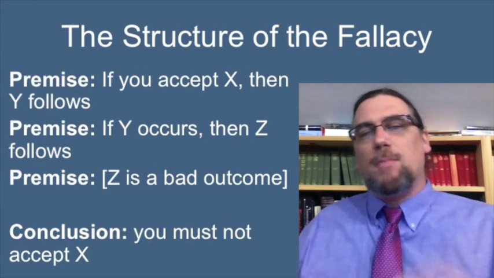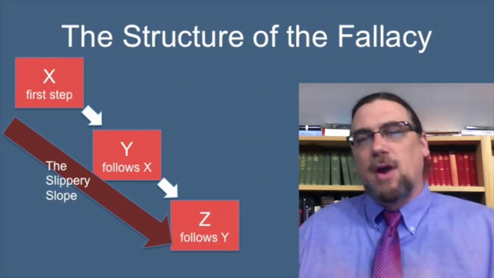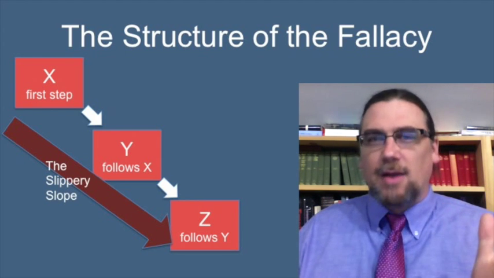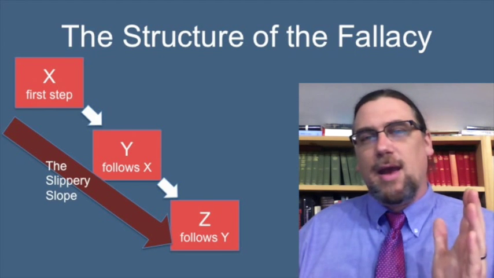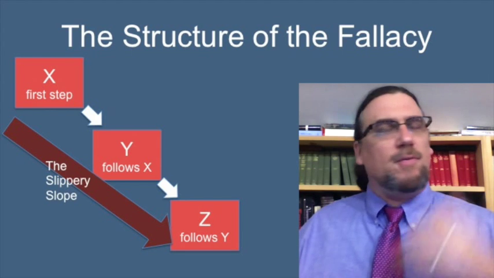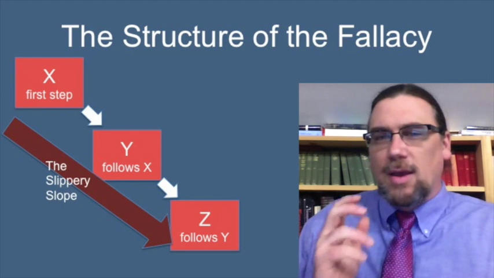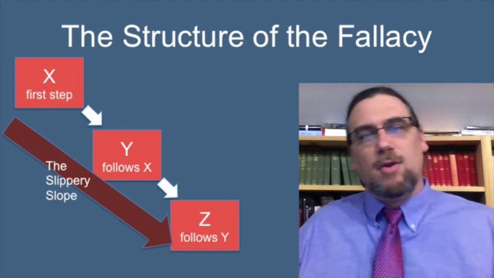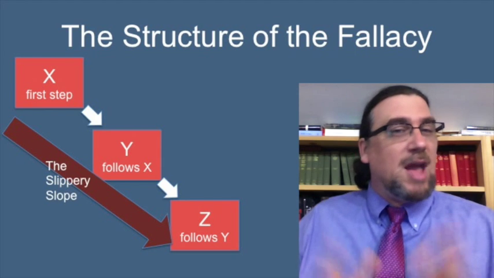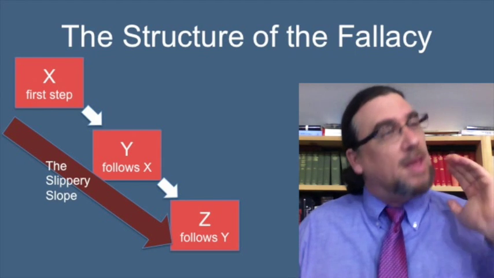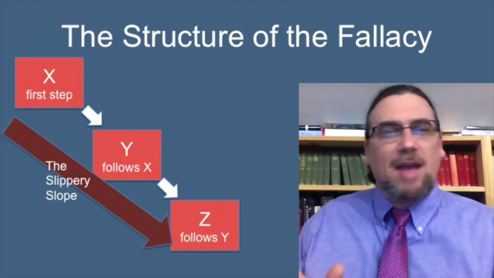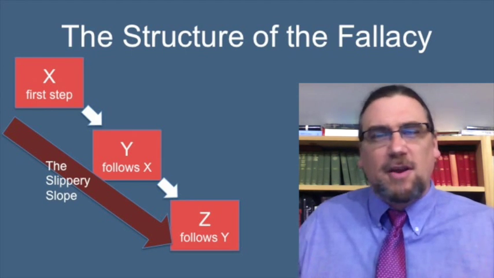So if we want to represent this graphically, here's how you could look at it. X is the first step, and if you do X, it's going to lead to Y, and there's almost like a chain here. Y is going to lead to Z, and so if you accept X, you're getting yourself in for Z. And you notice I've got this slippery slope drawn in there because what it's saying is you could kind of cut out all these other steps. If you accept X, you're engaging in something that's tantamount to accepting Z, and Z is terrible, so we don't want that.